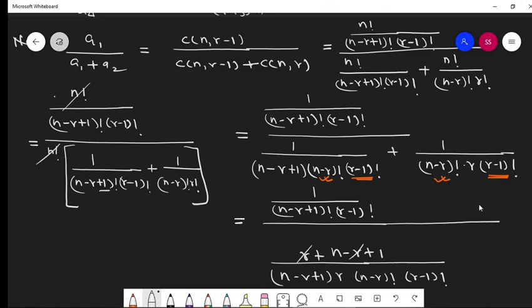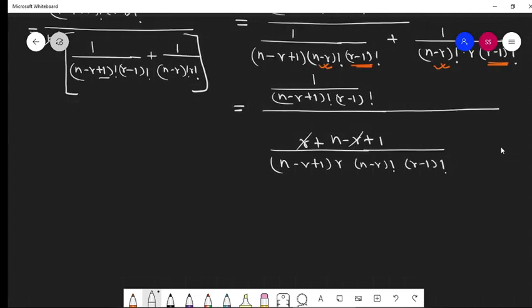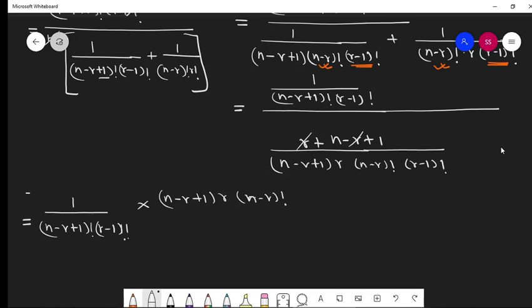Now we are in easy mode, dear student, one step easier. So I shifted here, I shifted here. So here is 1 over (n minus r plus 1) factorial times (r minus 1) factorial, then it goes off times (n minus r plus 1) times r times (n minus r) factorial times (r minus 1) factorial. Three terms go off, and here is remaining n plus 1 only.